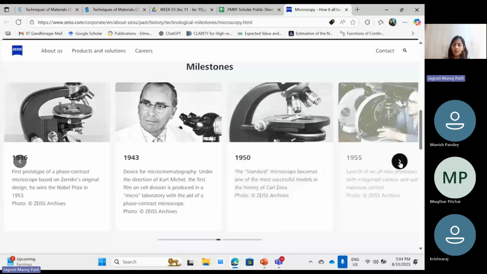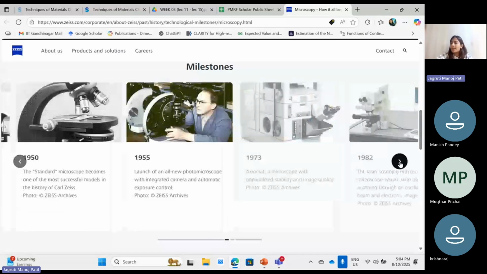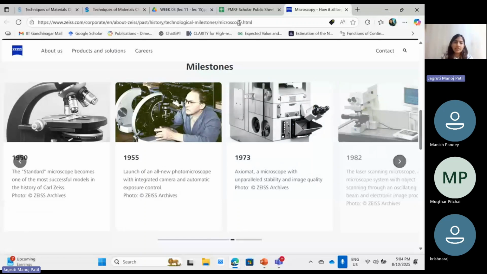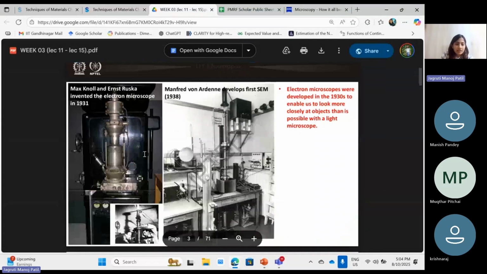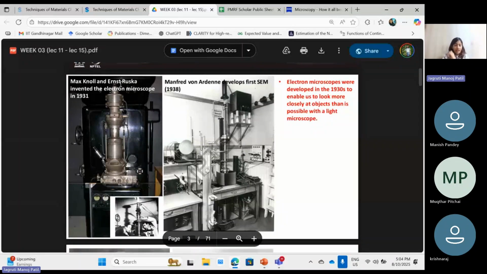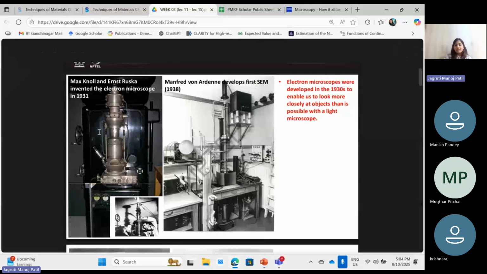After that, it took a lot of time for the electron microscope to come. As we saw in the lecture slides, the first ones, Max Knoll and Ernst Ruska, were doing their PhDs, and they had an idea: if my specimen is transparent enough, I can have my beam pass directly through it. Their first idea of the electron microscope was nothing but our transmission electron microscope.